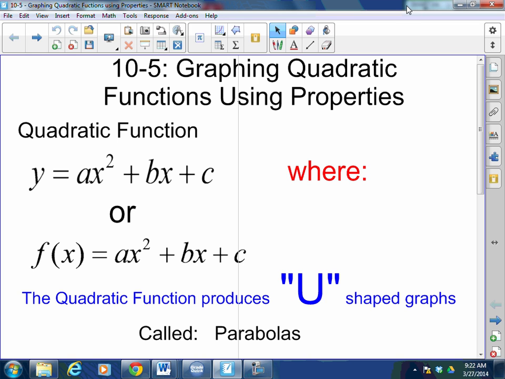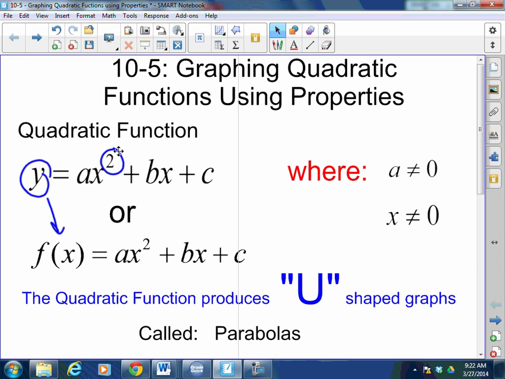What are parabolas? Well, parabolas come from quadratic functions, and we have already learned about quadratic functions. First of all, we know it's quadratic because x is squared, so that makes it quadratic. We know that a quadratic function is y equals ax squared plus bx plus c, or f of x, remember y is the same thing as f of x, equals ax squared plus bx plus c, where a is not equal to 0 and x is not equal to 0.